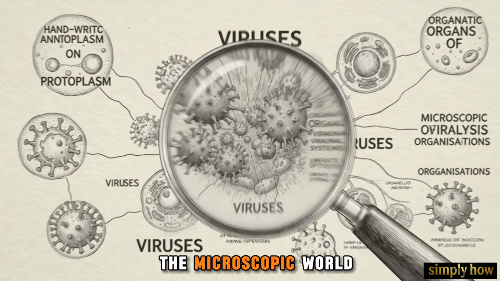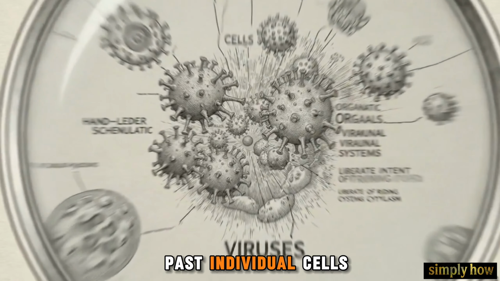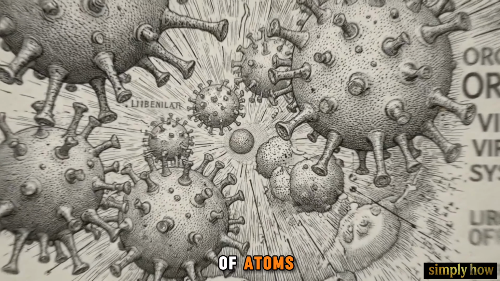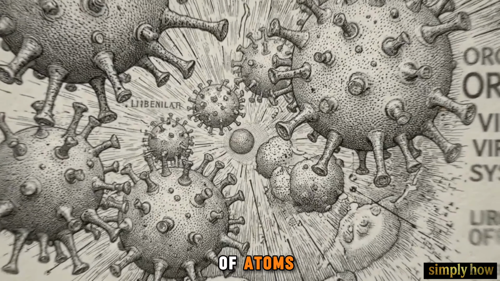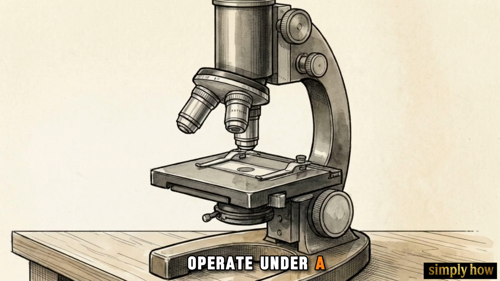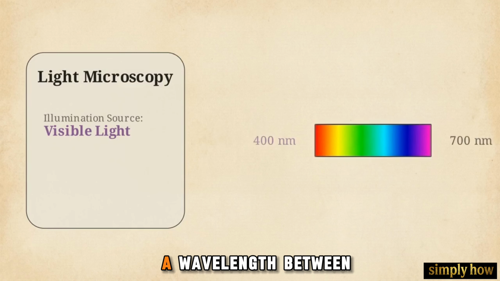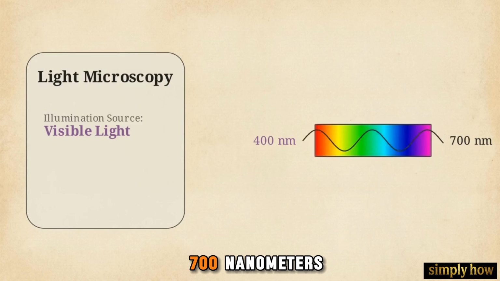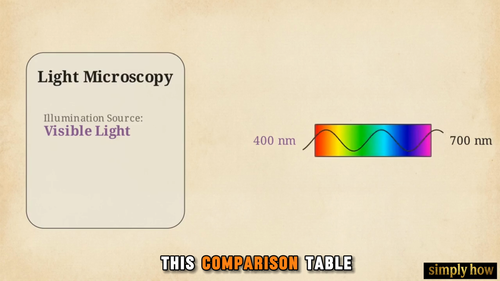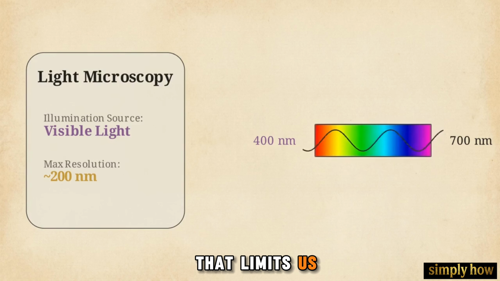Pushing deeper into the microscopic world, past individual cells, toward the scale of atoms, traditional glass lenses eventually hit a dead stop. Standard optical microscopes operate under a strict physical constraint. They rely on visible light, which operates at a wavelength between roughly 400 and 700 nanometers. This comparison table shows exactly how that limits us.